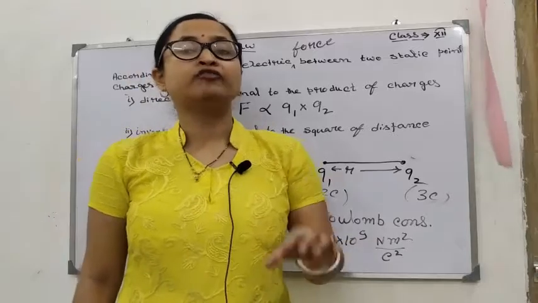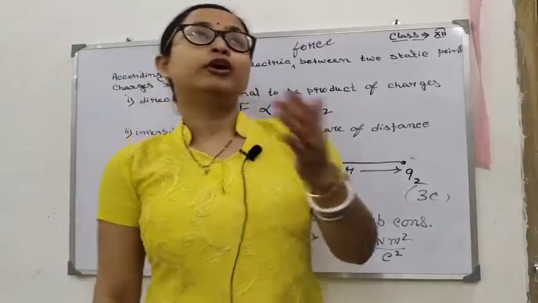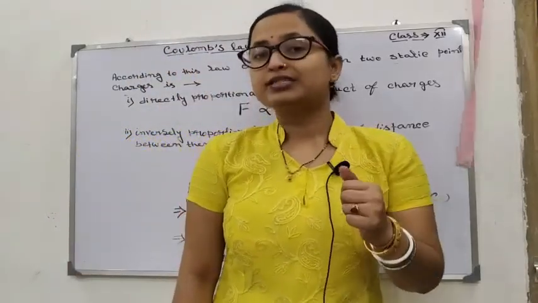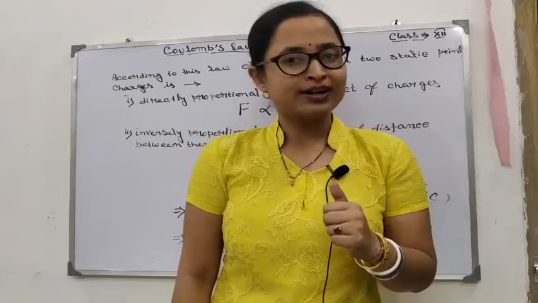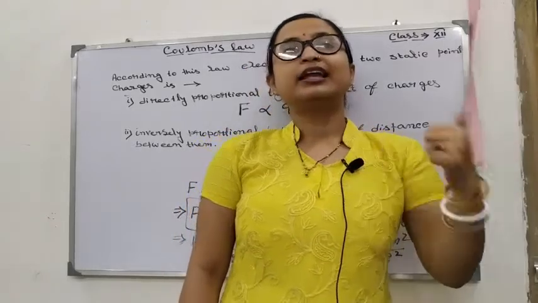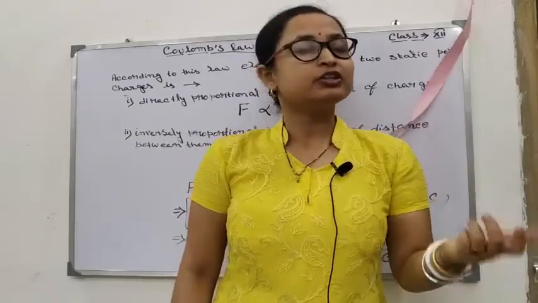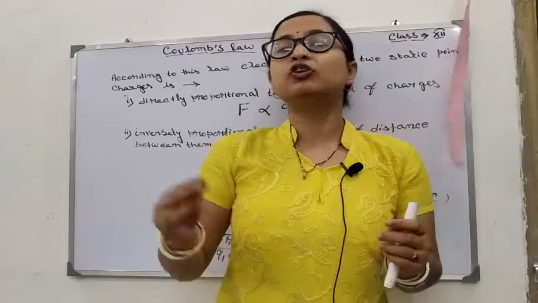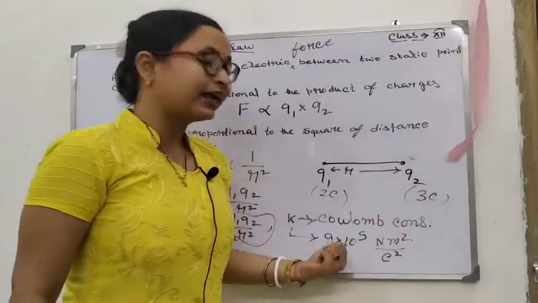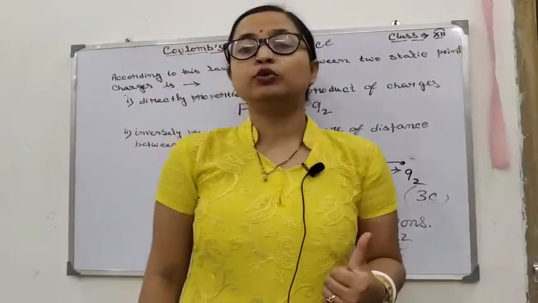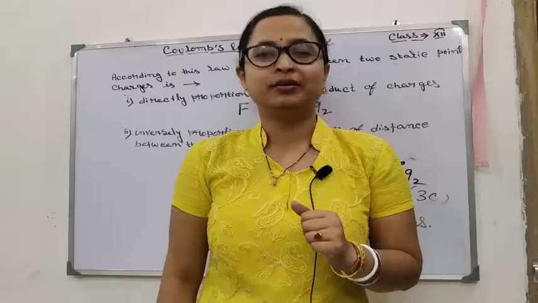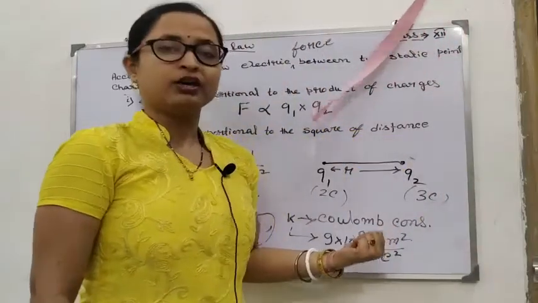Every medium has a different value. For example, density. What is the density of pure water? 1. Similarly, the density of mercury is different. So every matter has a particular constant density. Similarly, k also has a different value for different media. Let us learn about k further.